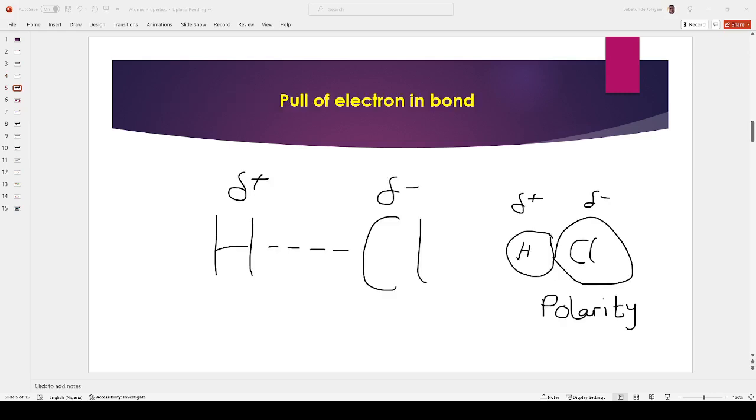Take for instance, in the hydrogen chloride molecule, the chlorine atom is an electronegative element and it pulls electron to itself, leaving the hydrogen atom to be partially positive. This situation constitutes what we know as polarity. That is the partial positive and the partial negative poles possessed by each element in this chemical union.